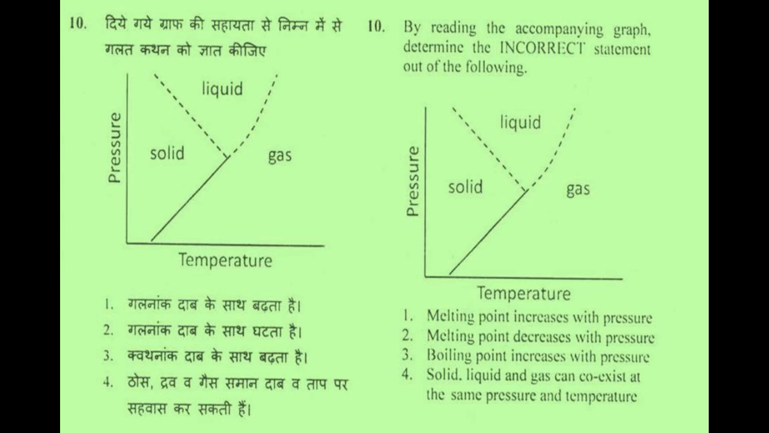The next and the last problem of this episode, problem number 10. In this problem, the question asks: by reading the accompanying graph, determine the incorrect statement out of the following. There are 4 options. Melting point increases with pressure, melting point decreases with pressure, boiling point increases with pressure, solid, liquid and gas can coexist at the same pressure and temperature. We will have to find out the incorrect statement out of the given options.